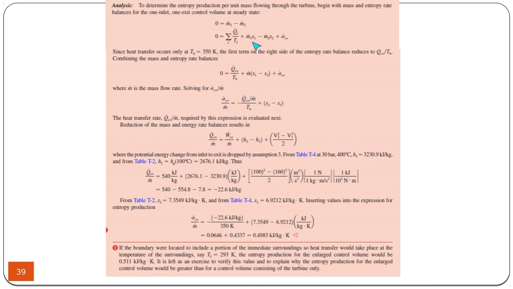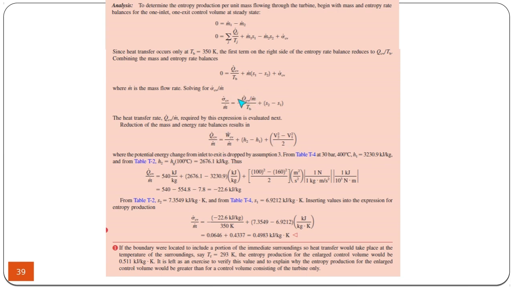Because we have only one m, we can write the net entropy carried in and out of the system as m(S1 minus S2). And from here, you can calculate the creation of entropy to be minus Q divided by m T_boundary, plus the entropy change.